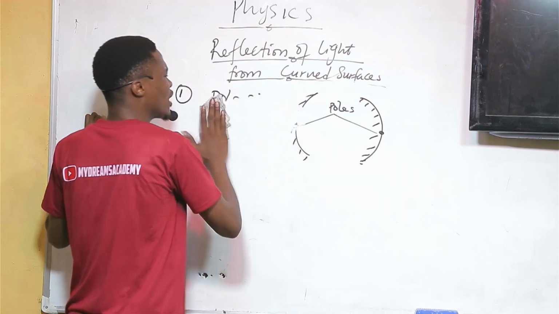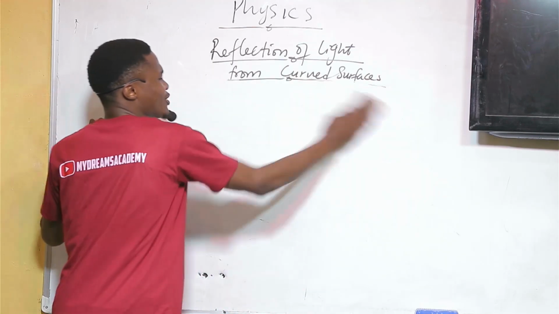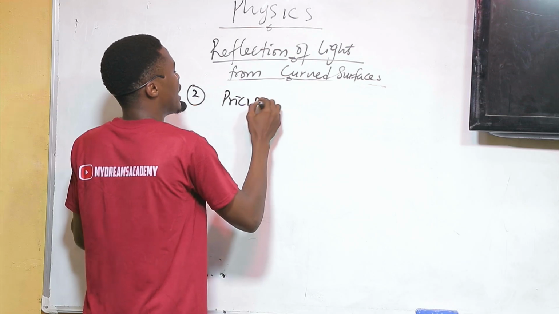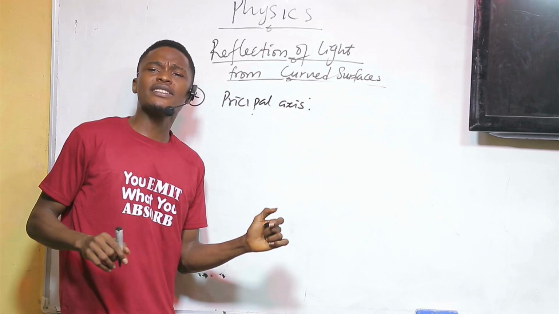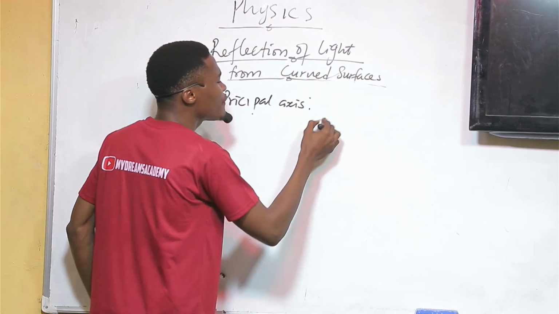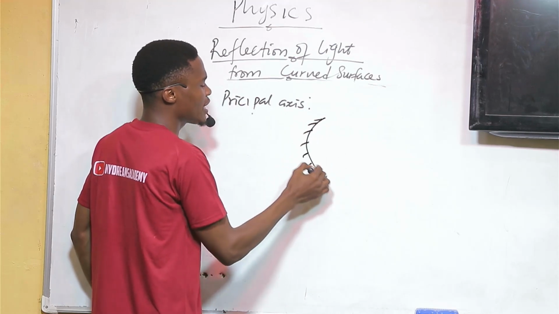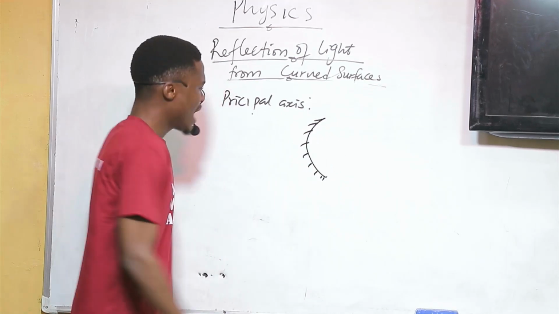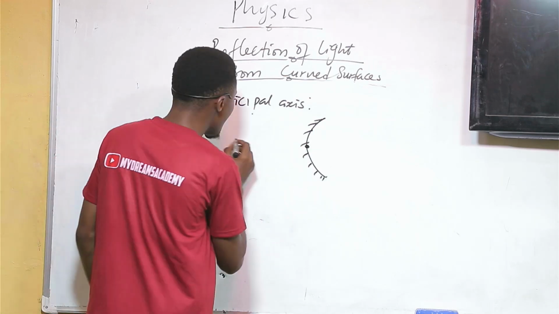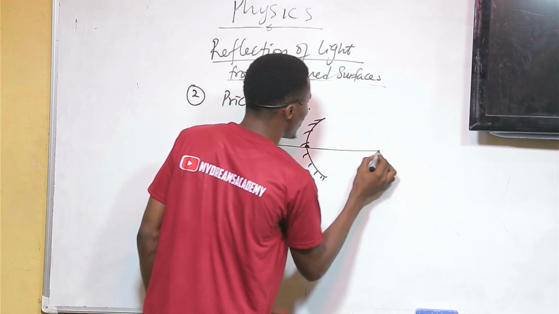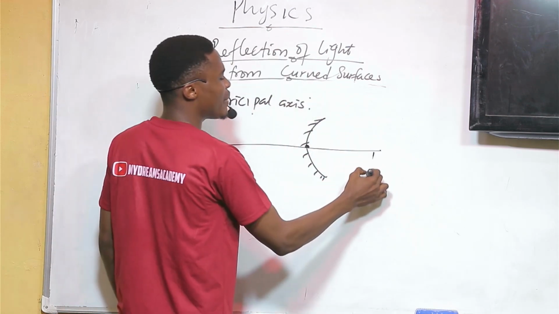The next thing we are going to talk about, the number 2 important term we need to know about, is what we call the principal axis. So when we say principal axis, what are we talking about? If I have a concave mirror, this is my concave mirror, and I have my pole. Remember, pole is the center of the mirror. Now, a ray of light that passes through the pole of the mirror is known as the principal axis.